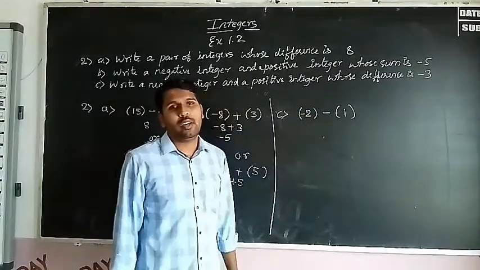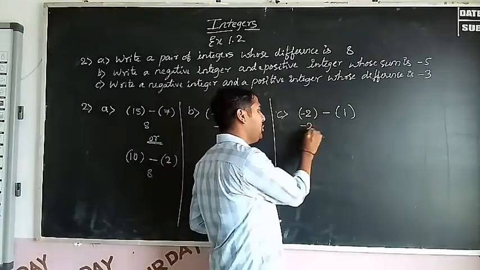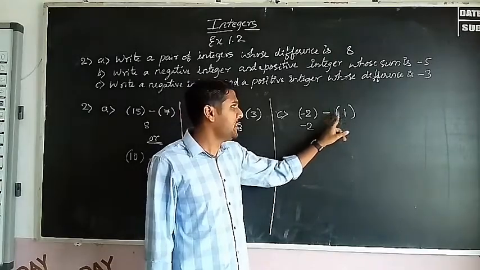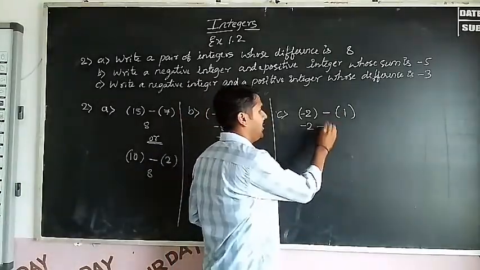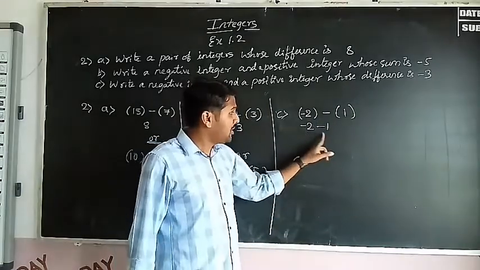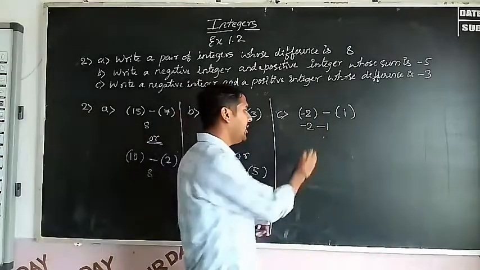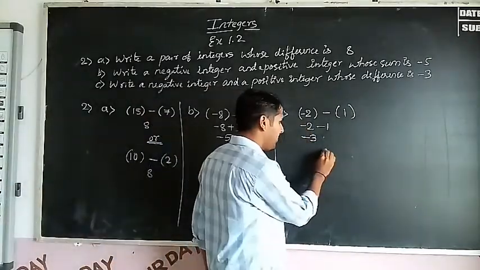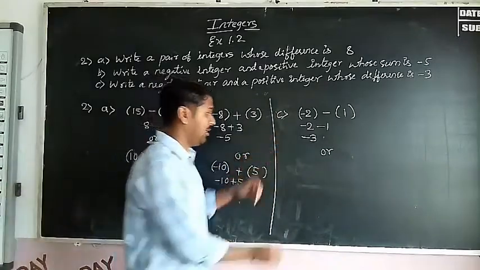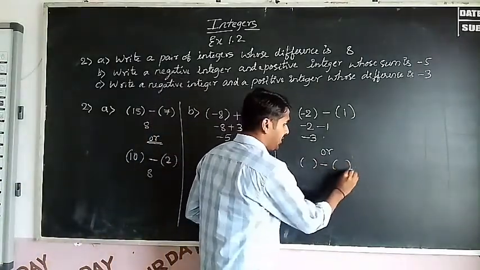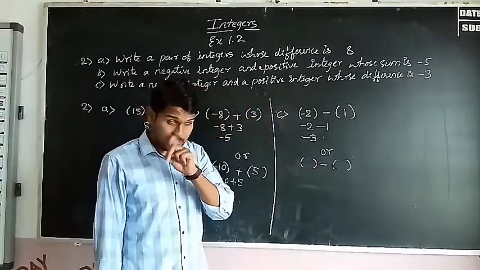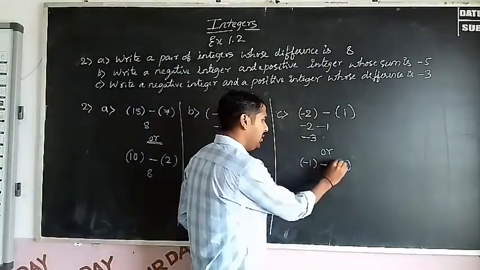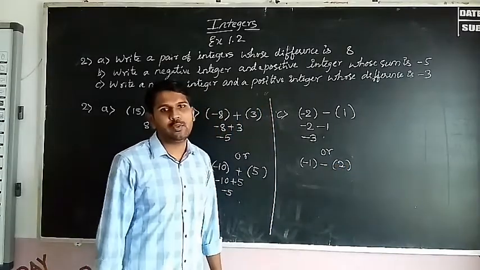-2 and 1. So now solve this one. -2. If there is no sign, it means always a plus sign will be there. So minus into plus, minus. So now the numbers are having the same sign. So first add, and the sign is -3. Otherwise, two integers whose difference must be -3. You have taken 2 and 1. No, you can take -1 and 2.